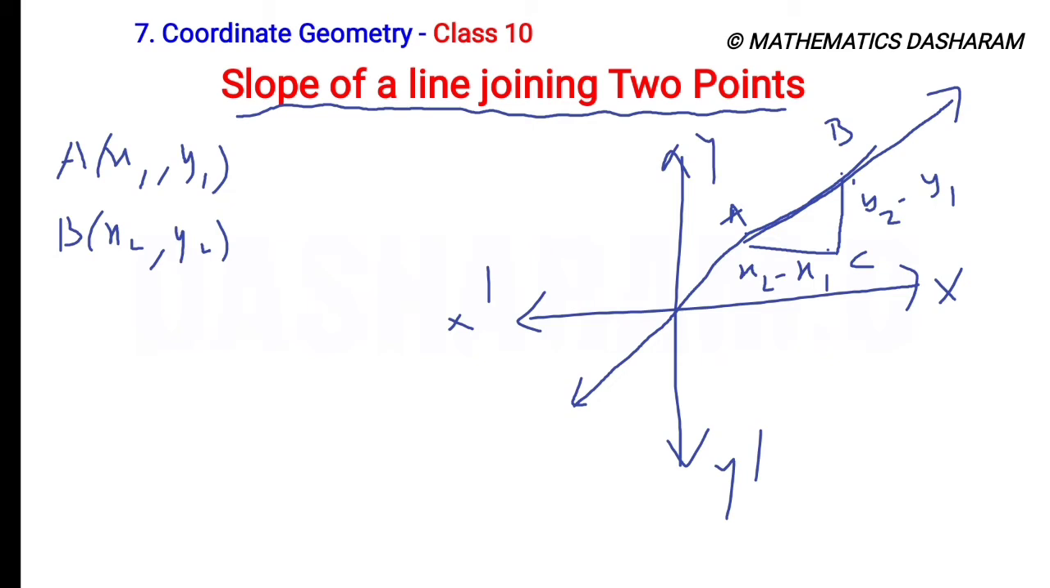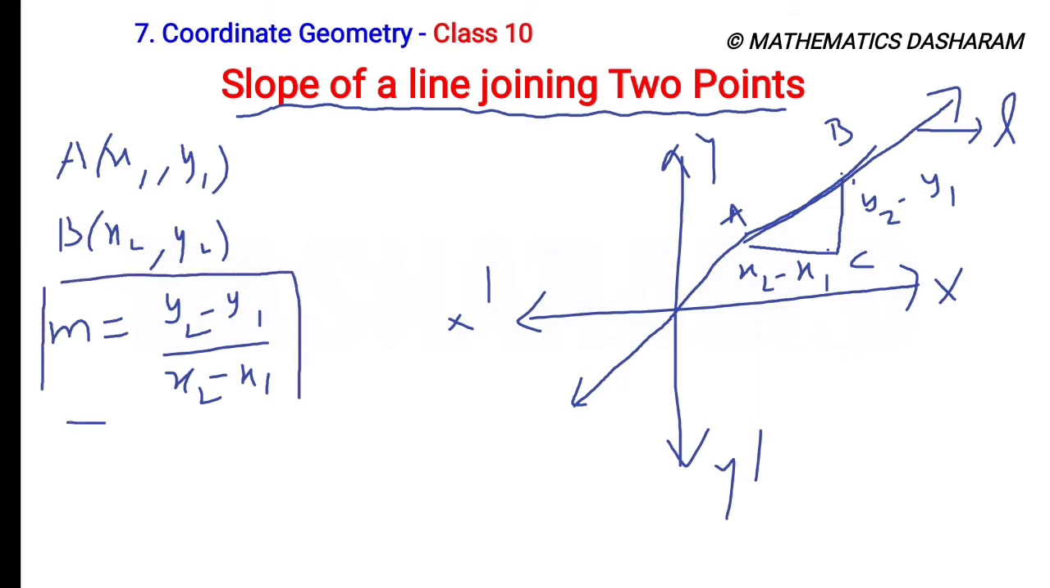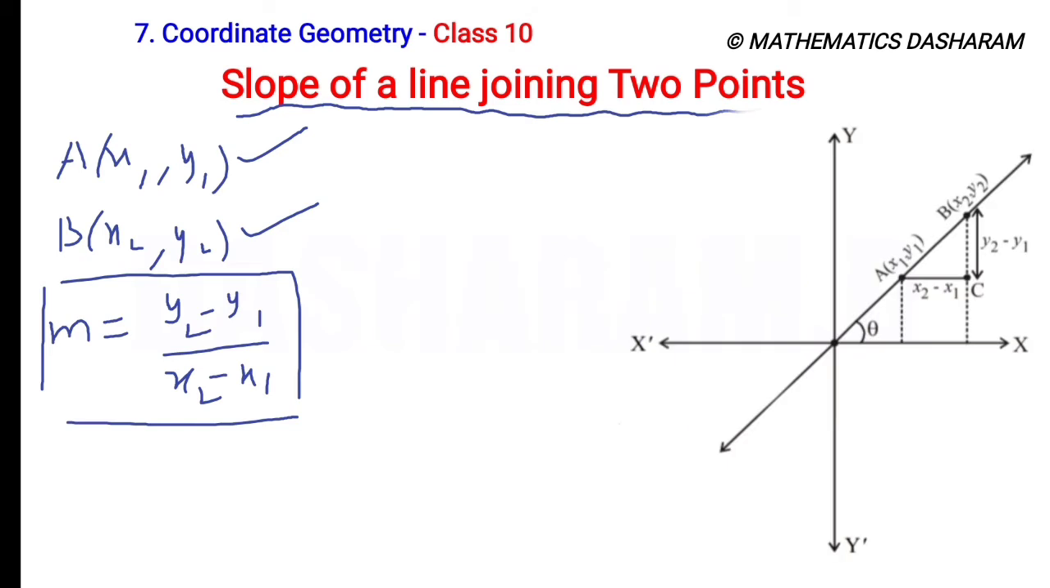Then the slope of the line, which line? Here, this one. The slope of the line is denoted with a small m. It equals the change in the y coordinate divided by the change in the x coordinate. So this is the formula to find the slope of a line which is joined by two points A and B. I will show you the original diagram which was given in our textbook. So here is the original diagram.